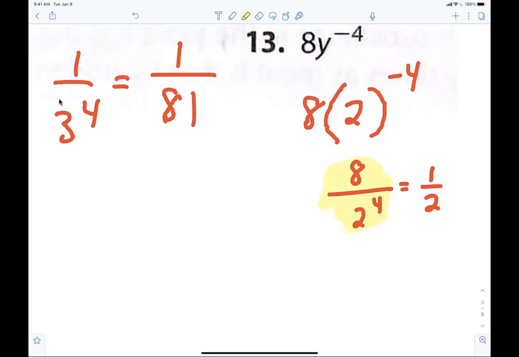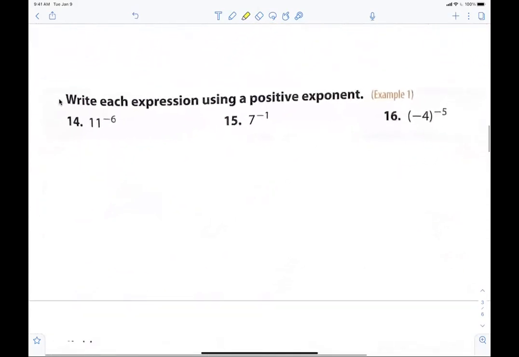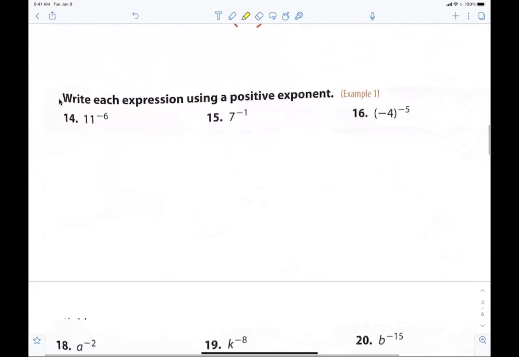All right, so with that, number 14. Now you see here, I want everybody to do 11. We're waiting on you, Austin. 11 to the -6. Then I want it as a fraction. Let's go.